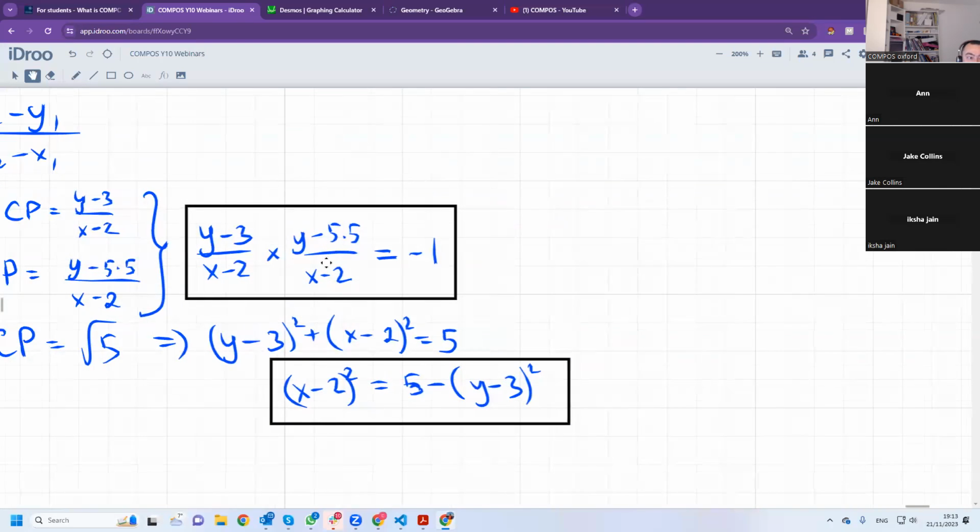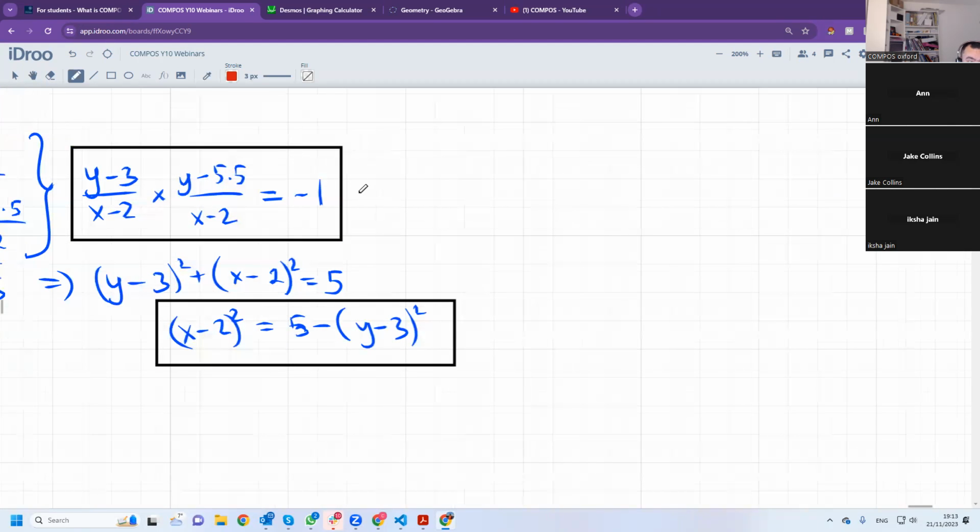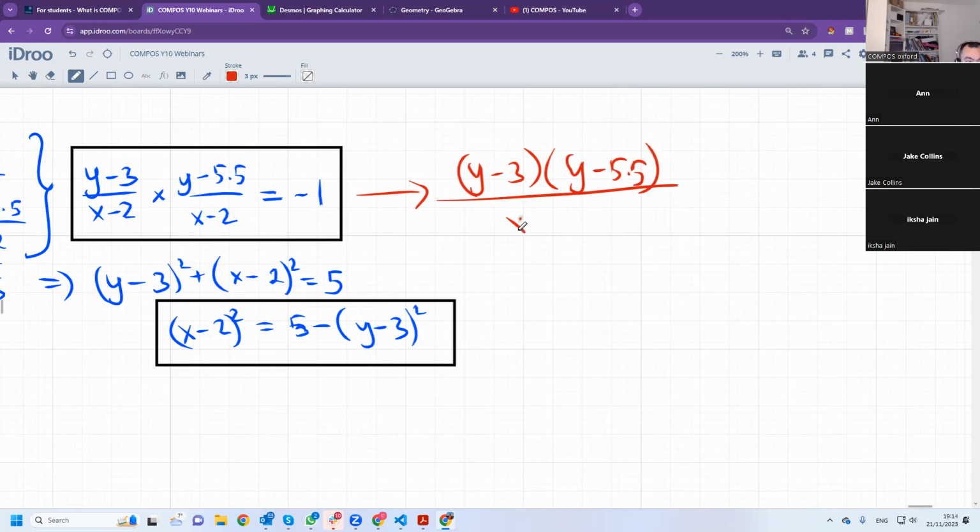All right, now I have two equations and now I can solve them. But I'm going to try to be clever. I'm going to say y minus 3 multiplied by y minus 5.5, divided by x minus 2 squared, equals minus 1. But x minus 2 squared, we already know. It's here. Yeah? So that's going to be y minus 3.